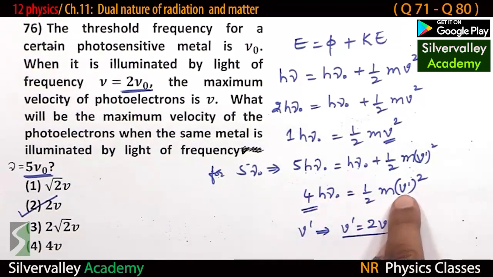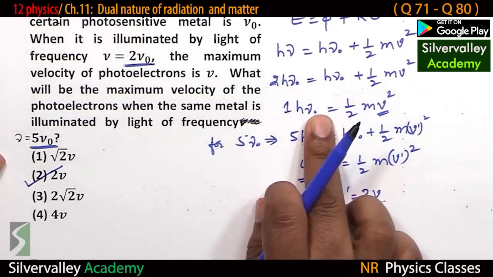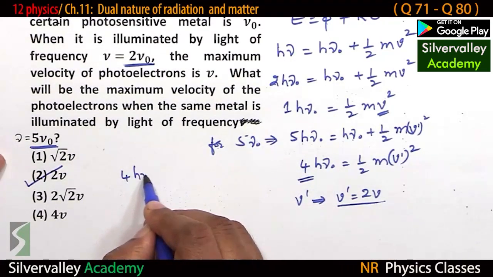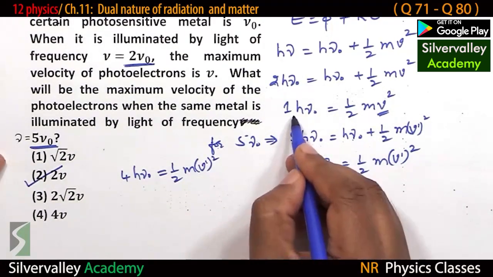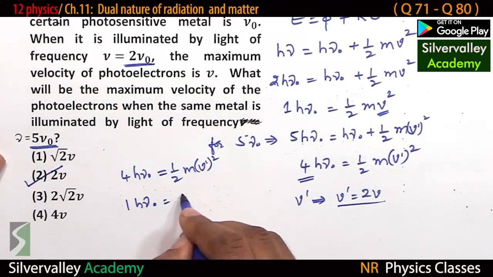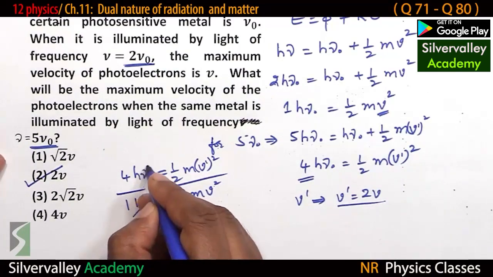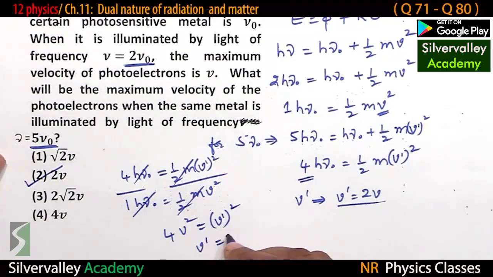If this is 9 times, then v dash is 3 times v, the square root of this. If you find it difficult to identify, convince yourself once. Okay. 4 h nu naught equals half m v dash square, and 1 time h nu naught equals half m v square. Divide one by the other, h nu naught and half m cancel. So take this to this side: 4v square is v dash square. Therefore v dash equals 2v.